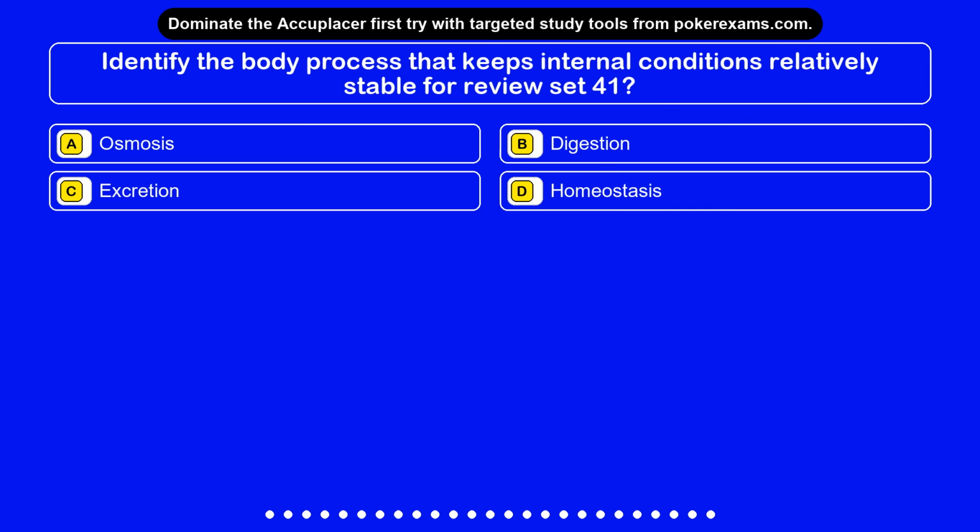Question 24. Identify the body process that keeps internal conditions relatively stable for review set 41. Option A, osmosis. Option B, digestion. Option C, excretion. Option D, homeostasis.